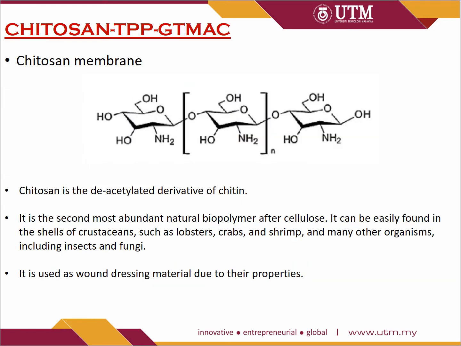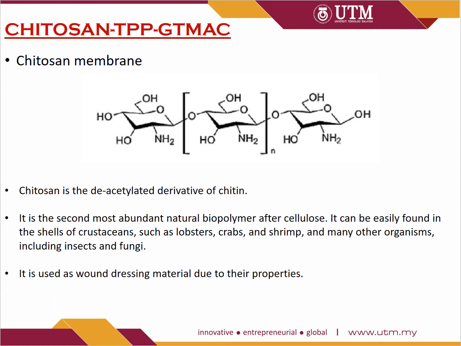So next, we will proceed to chitosan, TPP and GTMAC. For the chitosan membrane, chitosan is the deacetylated derivative of chitin. It's a cationic polysaccharide that can form polyelectrolyte complexes with other polysaccharides and is the second most abundant natural biopolymer after cellulose. It can be easily found in the shells of crustaceans such as lobsters, crabs, and shrimp, and many other organisms, including insects and fungi.